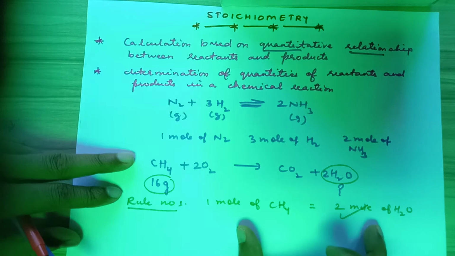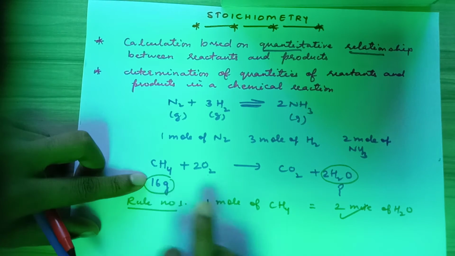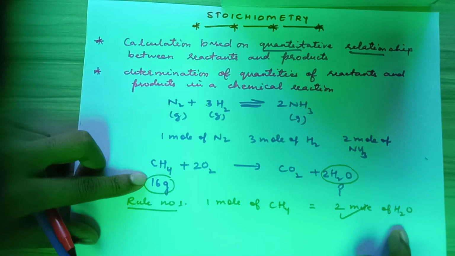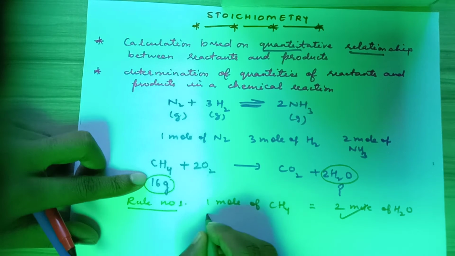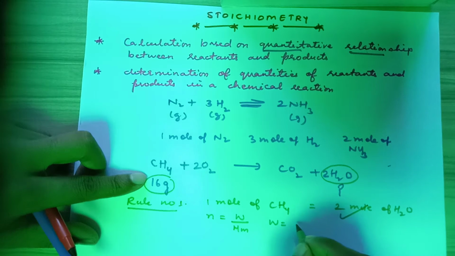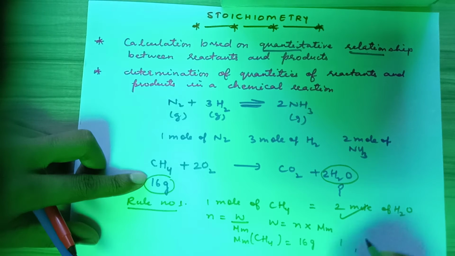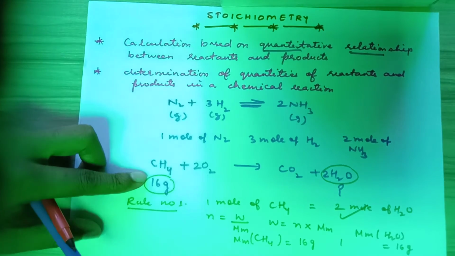So from the given number of moles we have to find grams. Now there is 16 gram of CH4. This is in terms of moles, so we have to convert it into number of grams. We know that number of moles is given mass upon molar mass. So we can say that W, that is amount, will be number of moles into molar mass. Now the molar mass of CH4 will be 16 gram.